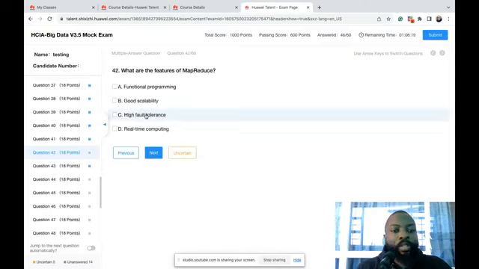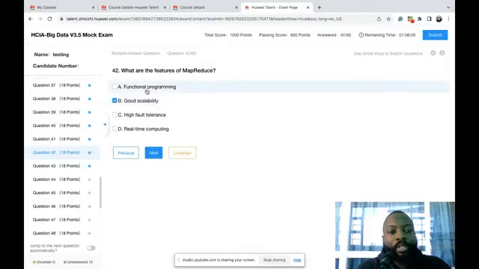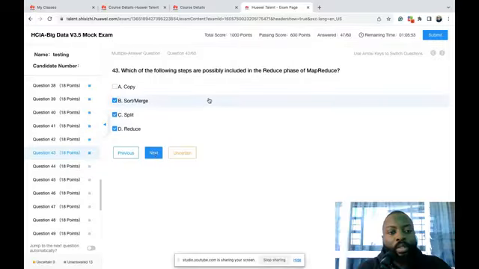Okay, so now what are the features of MapReduce? The features of MapReduce, we have good scalability, functional programming, yes. Real-time computing, yes. Yeah, I think I'll go for one.